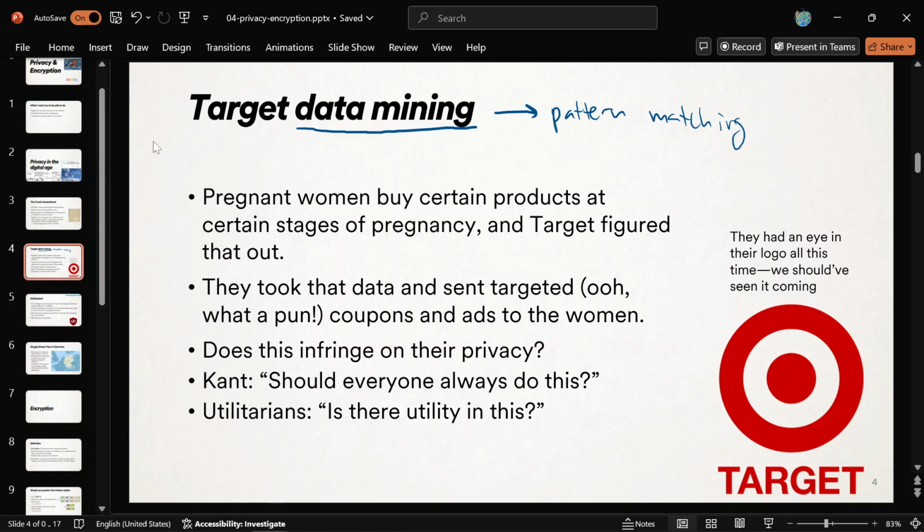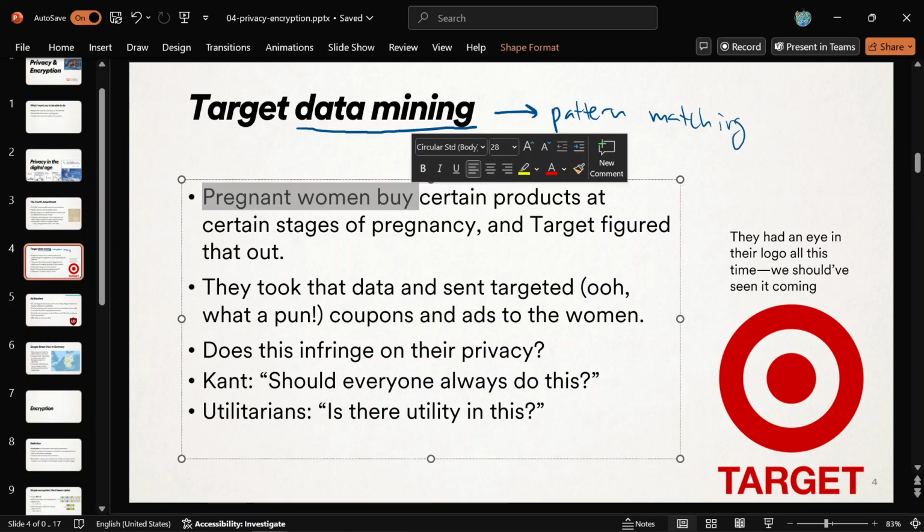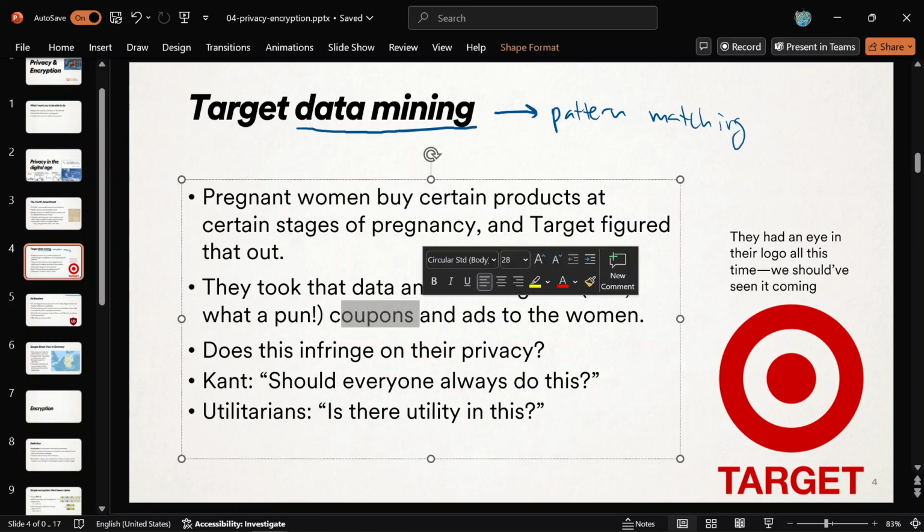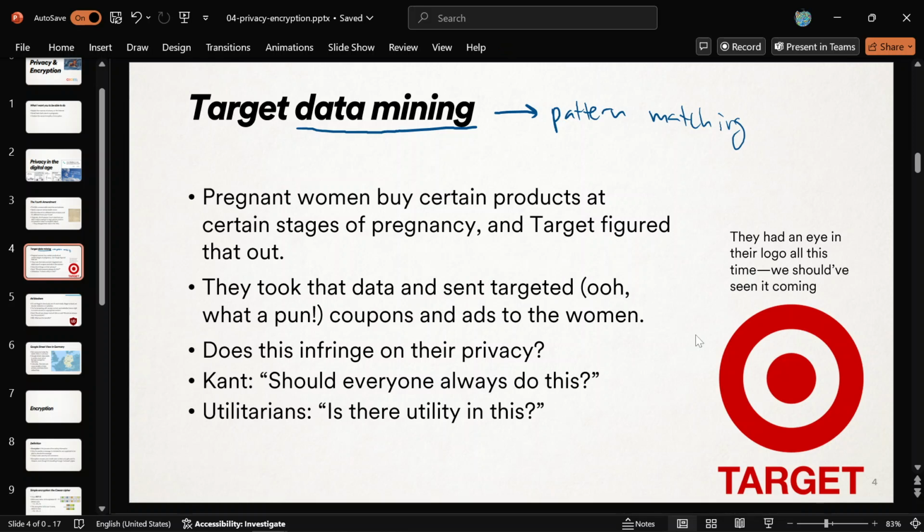So what they did, and people got a little angry about this, is it just so happens that if you're pregnant, then you buy certain products at certain stages of your pregnancy at Target. And that was something that through their pattern matching they noticed. People needed different things as their pregnancy was progressing, and then they took that data, they started mining it, and then they sent targeted ads, which I love that word. Target sent targeted ads and coupons to those pregnant women. And people got up in arms about that. They thought that was infringing their privacy.